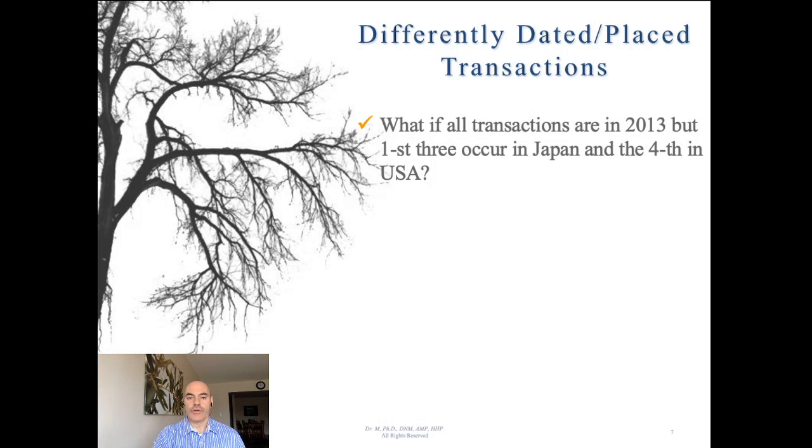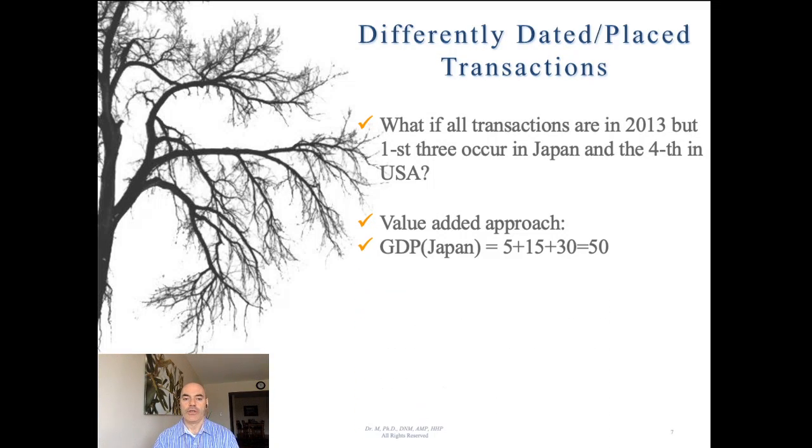Well, the way to calculate using the value-added approach, gross domestic product for Japan is 5 plus 15 added to 30, which equals 50, using the table from the previous slides, and GDP for the United States is left only to be 10.